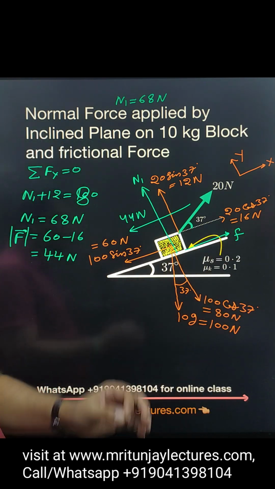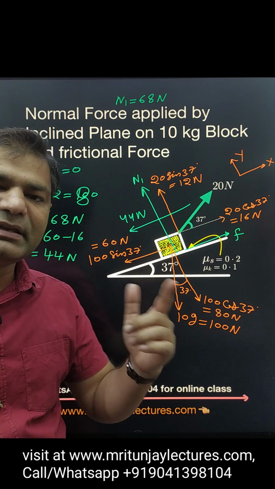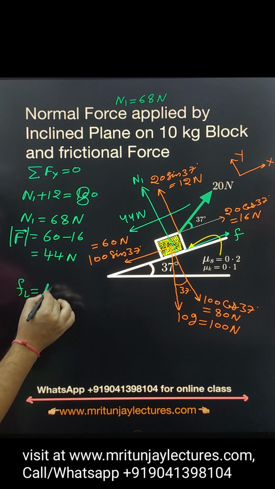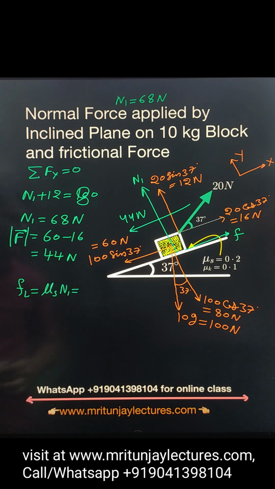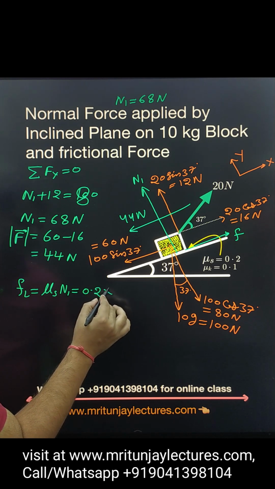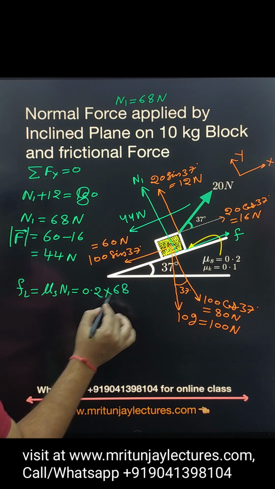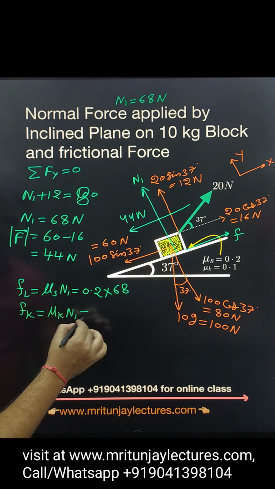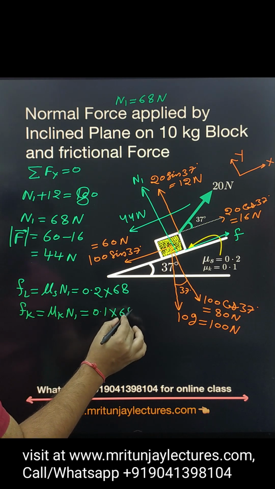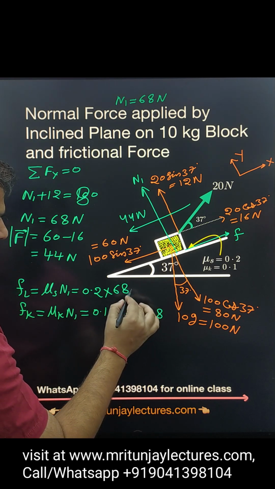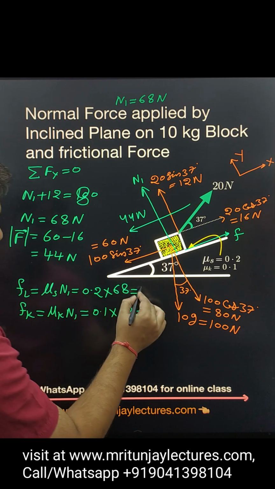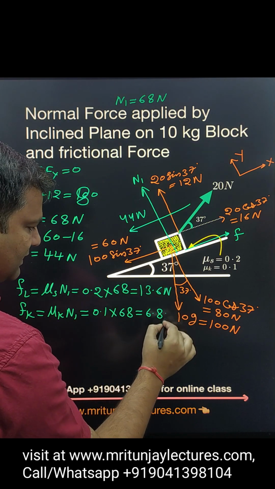So whether this block moves or not is decided by the limiting friction force, the maximum. So FL is equal to how much? Mu S into N1. Mu S is how much? 0.2. N1 is how much? 68. Okay, and FK is Mu K into N1. So that is 0.1 into 68, that is 6.8. And for the limiting value, 0.2 into 68, that is 13.6 Newton. I hope that's clear.